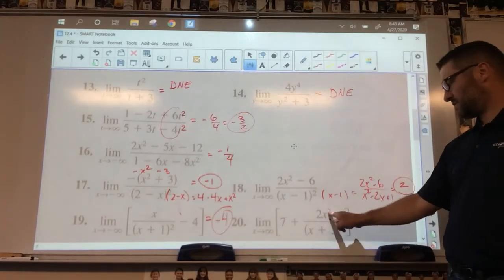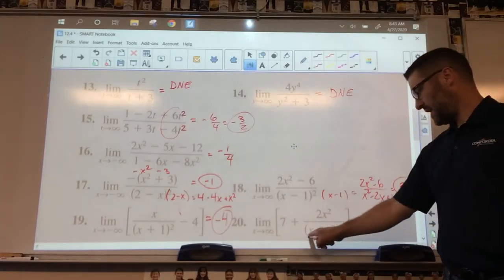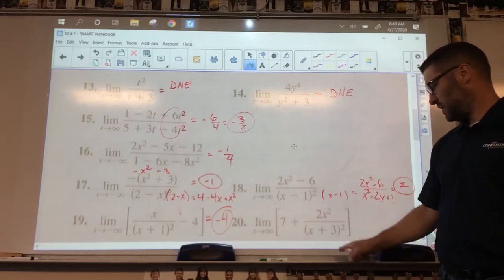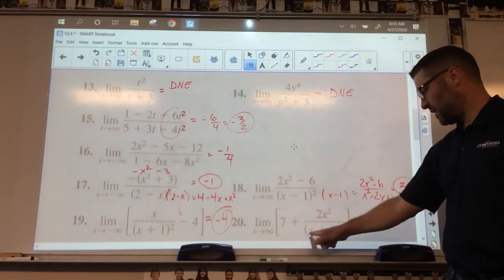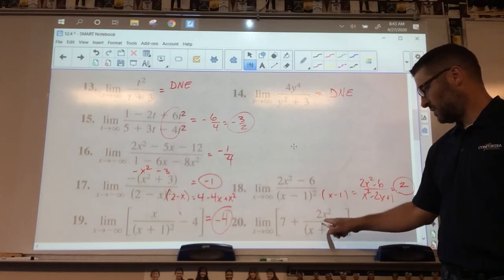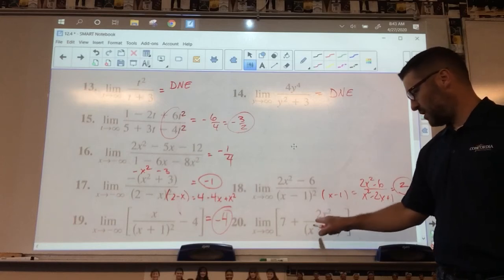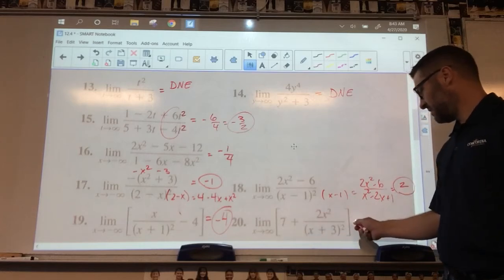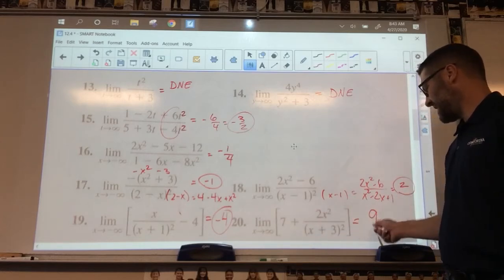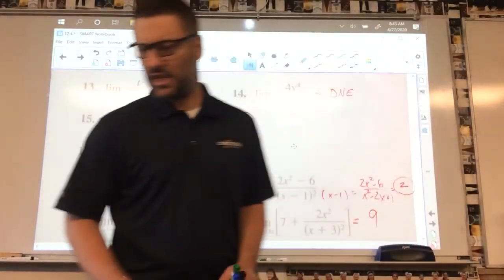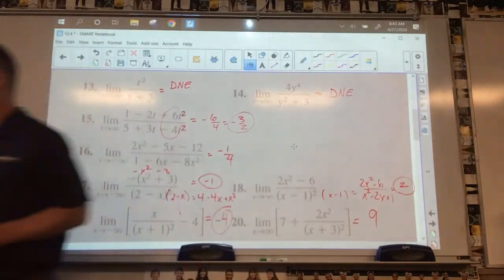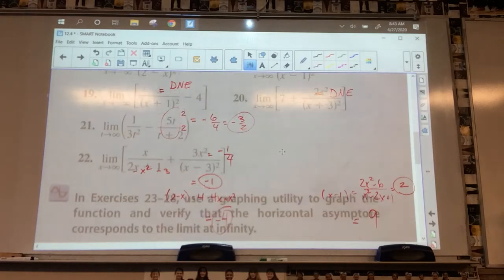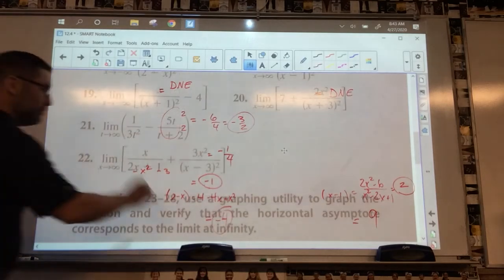Here I'm going to have squared and x squared and squared. So I'll have squared and squared. This will be 1x squared when I FOIL this out. So I'll have 2x squared over 1x squared, which will be 2 over 1 or 2, plus 7. This limit is 9. Okay? All right, let's see where we're going. Oh, two more good ones here.